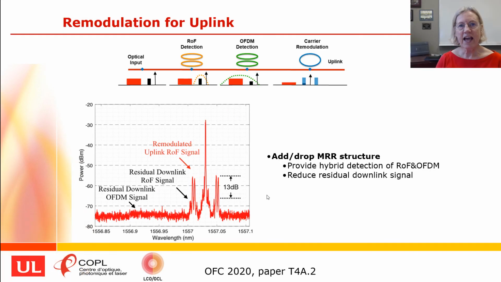So finally, after we have stripped off all of the downlink signals, we're left with something that is mostly the carrier. Here we can see just a little bit of the residual downlink signal, not much. And we use our microring modulator to remodulate this signal and create the radio over fiber signals in this case for the uplink. That was the demonstration we did. Of course, we could have also demonstrated the OFDM uplink.